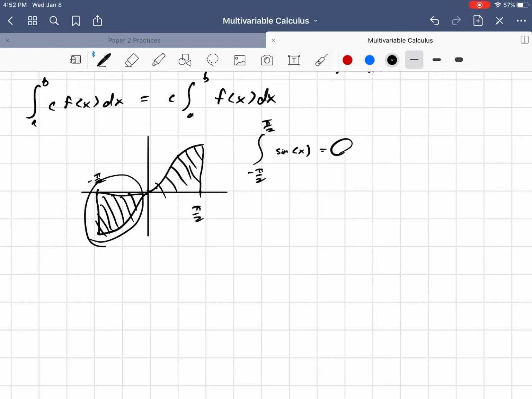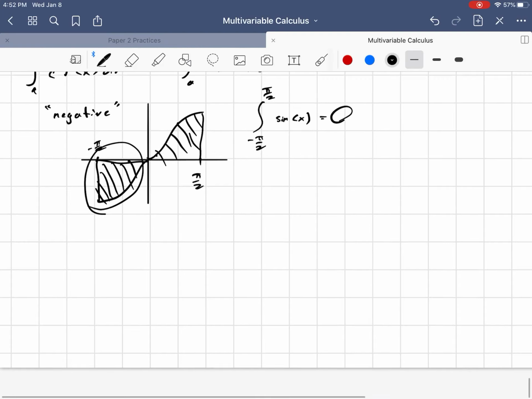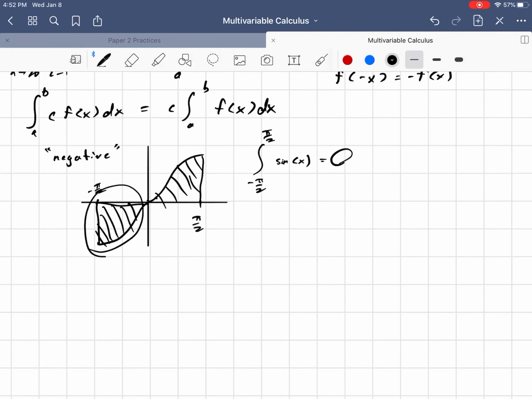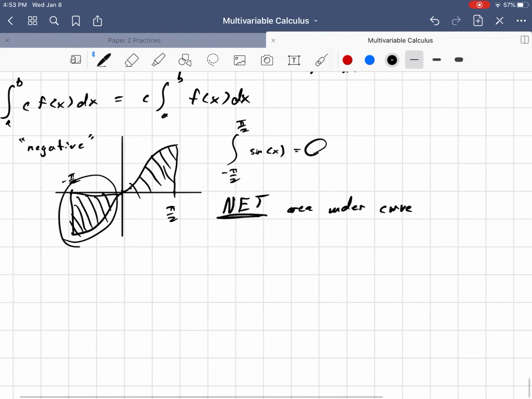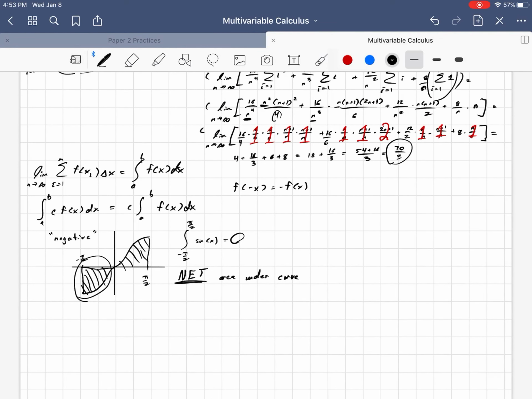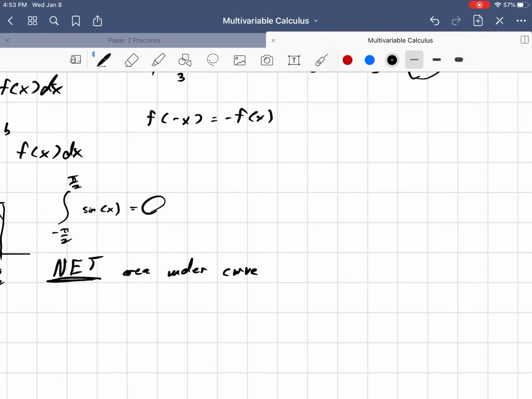Although negative area obviously doesn't make sense, we only say it's negative because it's below the x-axis. So the integral, if you are talking about areas, doesn't necessarily represent the area under the curve. It represents the net area under a curve. That's a very important distinction to make. I asked someone, what's an integral? Area under a curve. So a lot of times it's a misconception.